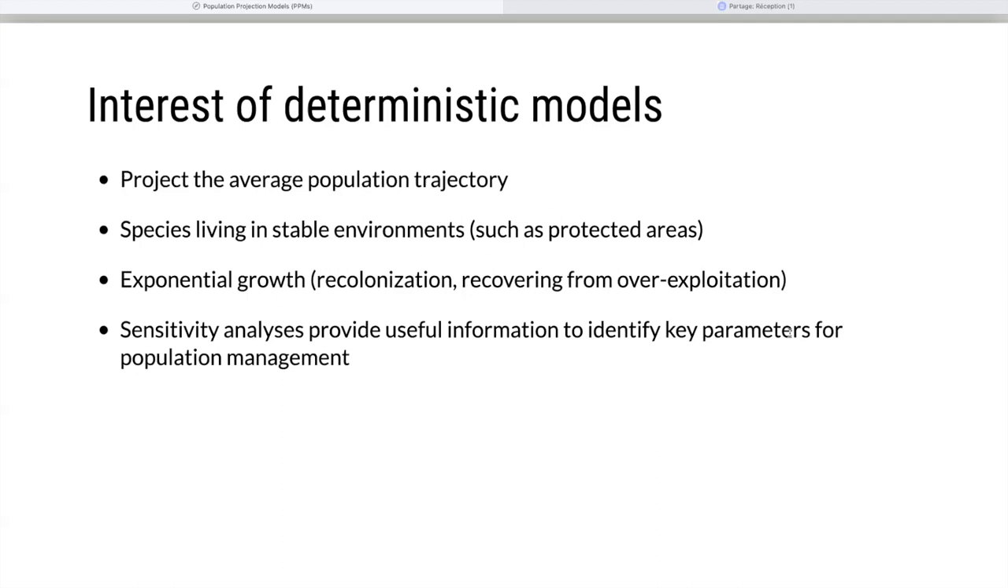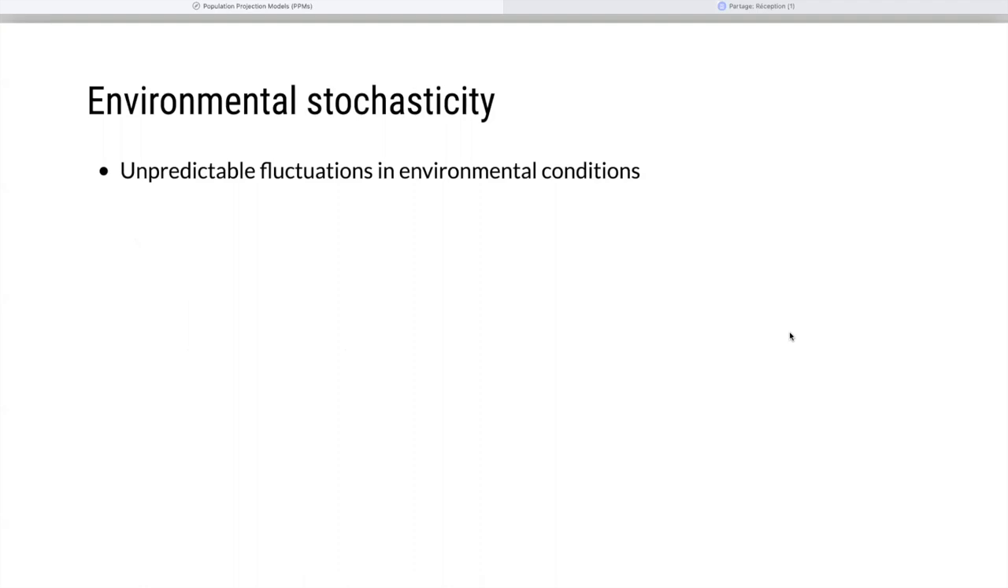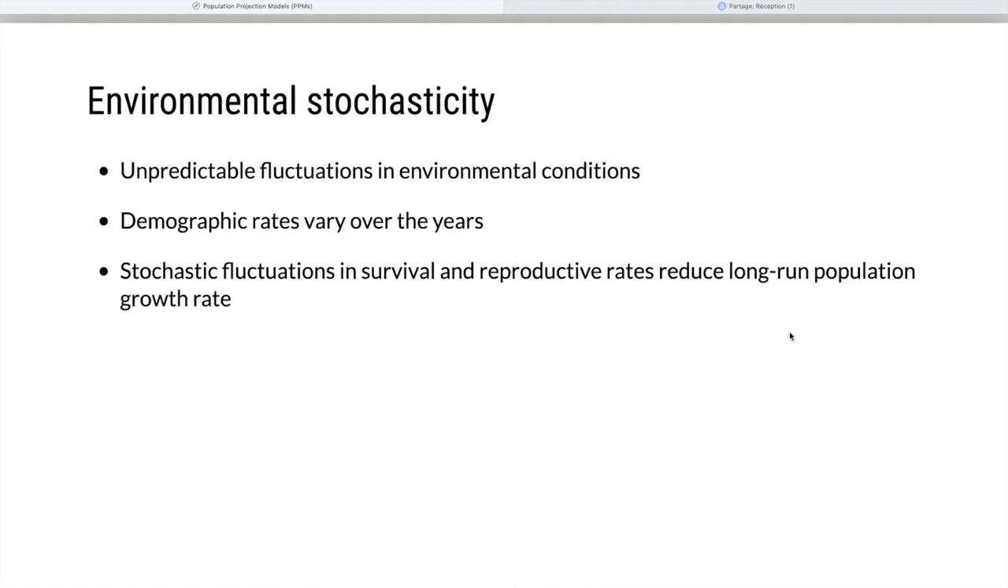Okay, so when the environment matters, we turn to stochastic models that are a bit longer and need some replicates and a bit more complex, but it's probably worth including environmental stochasticity when we know that environmental conditions matter and are viable. So demographic rates vary over the years. We don't always understand exactly why, but we know that from one year to the next, sometimes survival will be better or lower. Same for reproductive rates. And this can alter the long-run population growth rate.